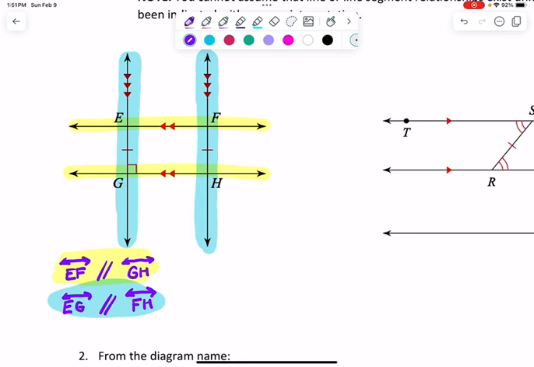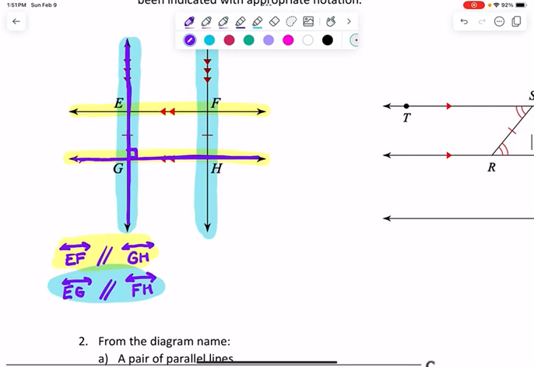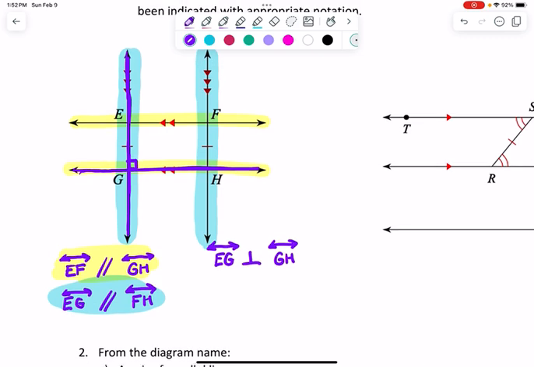Now let's talk about perpendicular. I'm looking for that square symbol, and I see that square symbol here. And I can see that square symbol meets up with this line EG and this line GH. So I can say those two lines are perpendicular by using the notation line EG is perpendicular to line GH. Now that's the only little square symbol that I have in my diagram, so I'm not going to be doing any more perpendicular lines. The last thing I'm looking for are congruent line segments.